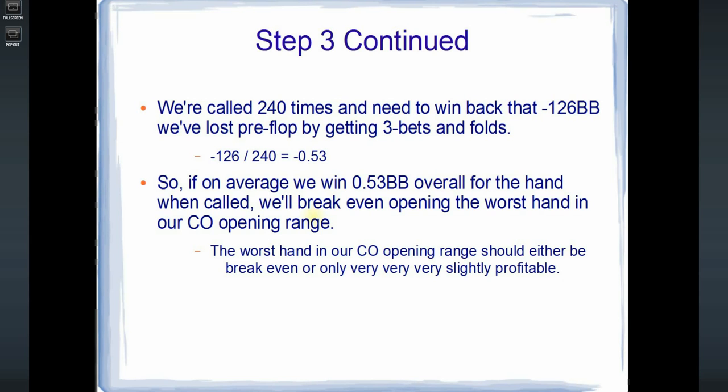So for example, if the worst hand we opened in the cutoff was King 5 suited, maybe we should only open it part of the time if it breaks even. I'm already regretting including this as I'm talking about it, but this is a really, really detailed thing. Whenever you hear someone talk about this, they'll basically say that the worst hand in your cutoff opening range should be break even, but in reality, it should either be break even or super, super slightly profitable.